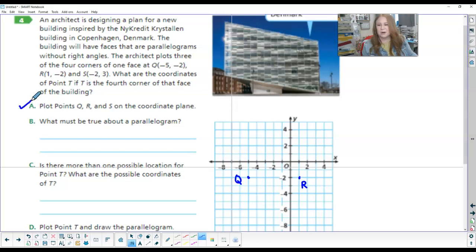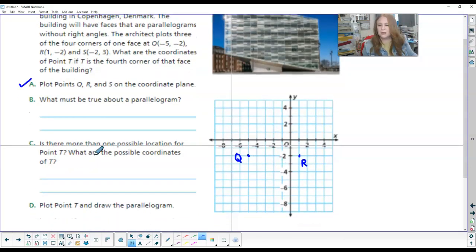So we've done part of A, so you need to put S on there. So what do you know about a parallelogram? So we can see the shape. So describe what you know about the sides of a parallelogram. Is there more than one place that you could put T? And what are the possible choices?